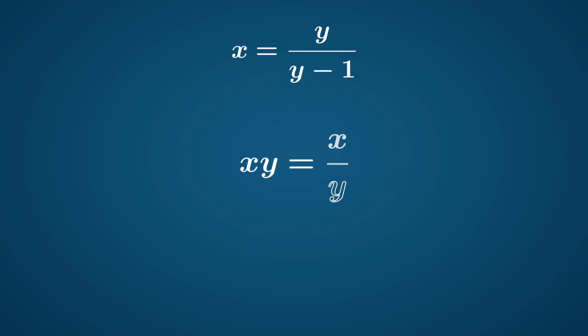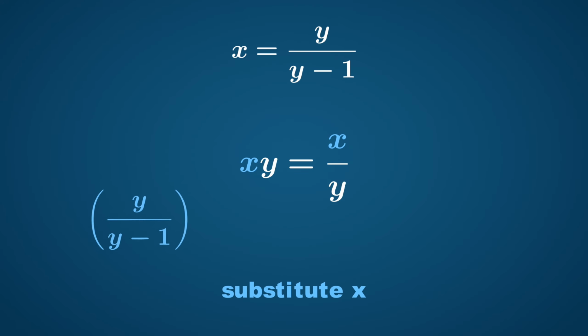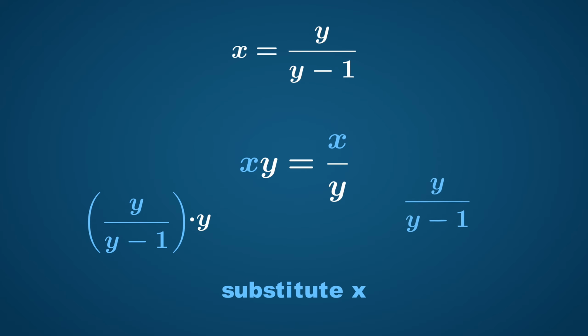Now we substitute this expression for x into the second and third parts of the equation. X times y equals x divided by y. On the left, we have y over y minus 1 times y. On the right, we have y over y minus 1 divided by y.